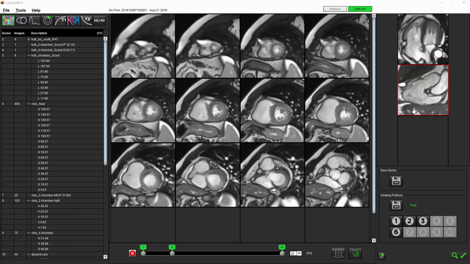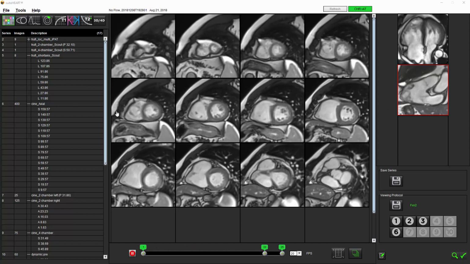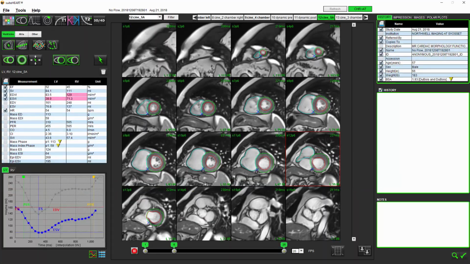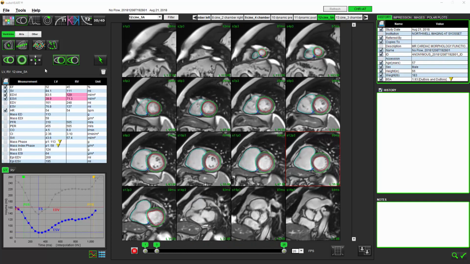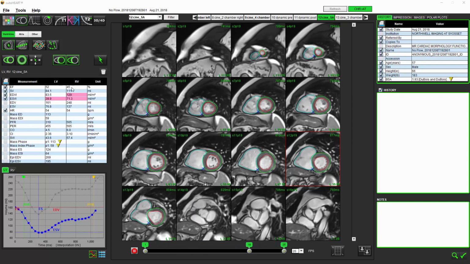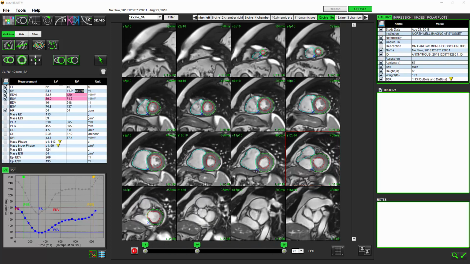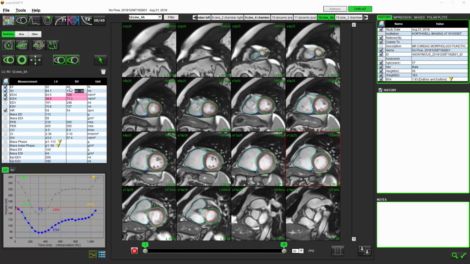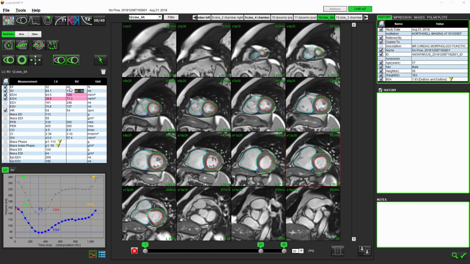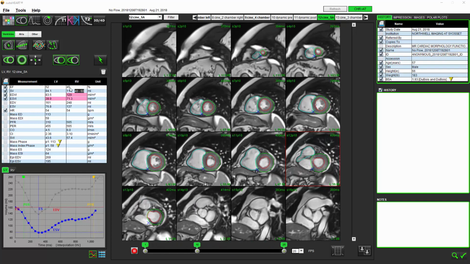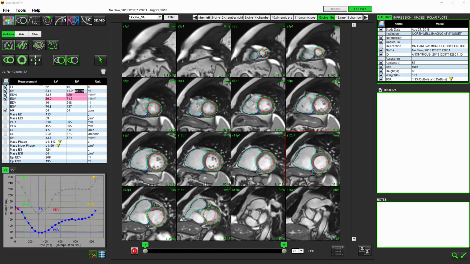So what's going on here? Let's look at the quantification. You can see we've got good endocardial segmentation for both the left and right ventricle, and the RV ejection fraction is 45%. The primary reader got an RV ejection fraction of only 34%, probably due to bad segmentation. He probably had a problem at the base of the right ventricle.